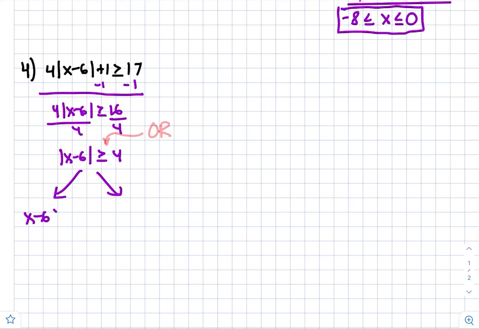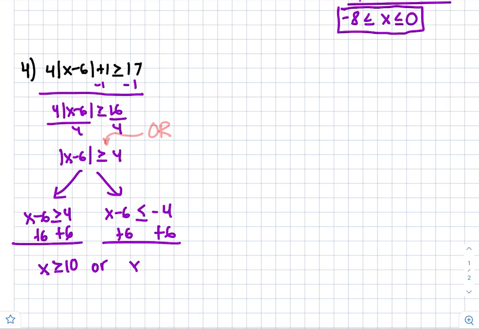x minus 6 greater than or equal to 4, or x minus 6, remember, flip the sign and the number becomes the opposite. And then we solve: x greater than or equal to 10, or, don't forget the or, x is less than or equal to 2. And this is how you solve absolute value inequalities.